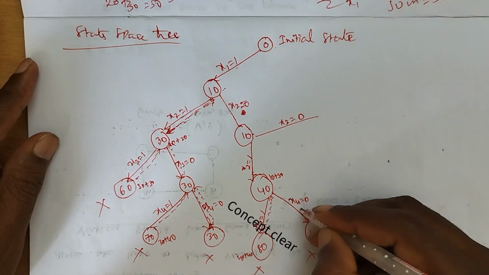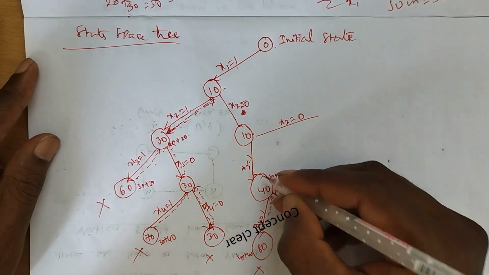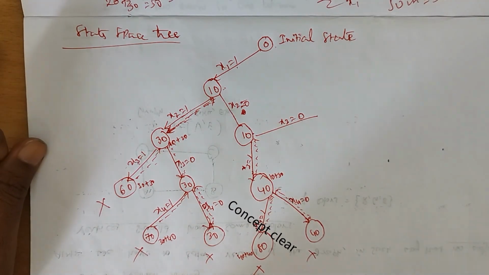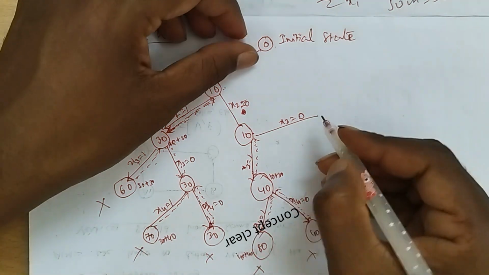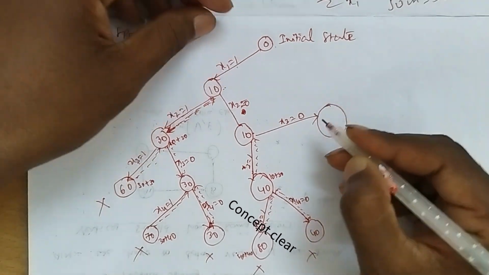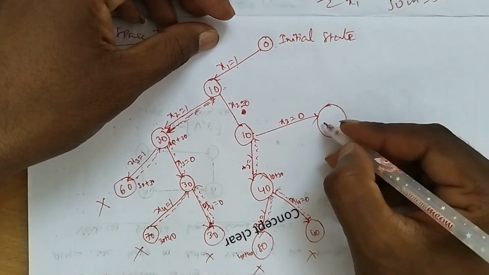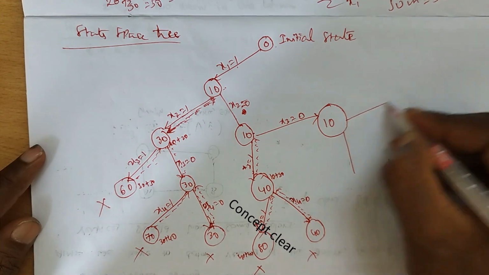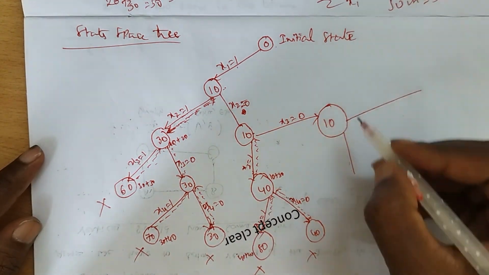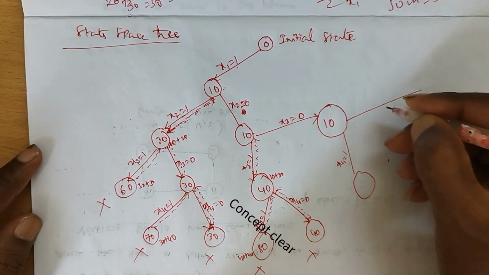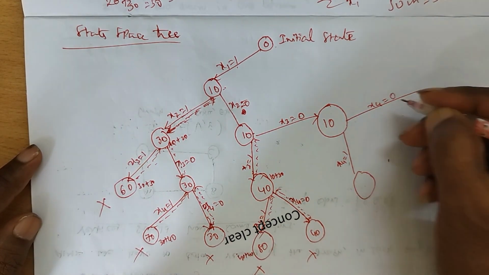Again, we are backtracking from here to x2 equals 0. Now we have to check x3 equals 0. If we are not considering x3, the value is again 10. Now we have x3 not considered. What is the value here? x4 equals 1, x4 equals 0.